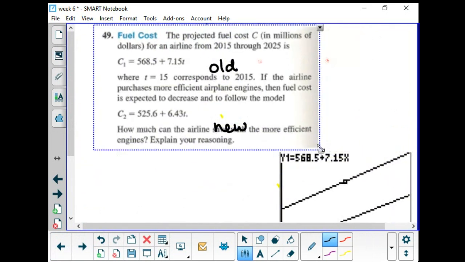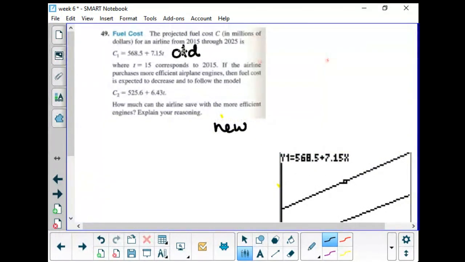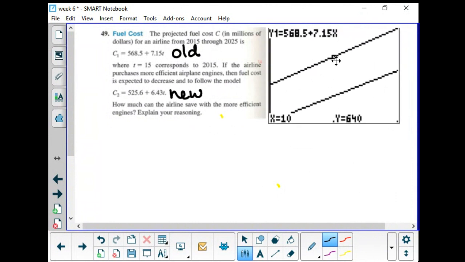I don't know where my writing's going to go here. Let me just move these. Okay, there we go. Old, new. Put this right here. Okay, so you can see this is the old model. The dots on the old model, that's what's listed up here. Here's the new model. This is the old cost model. This is the new cost model.